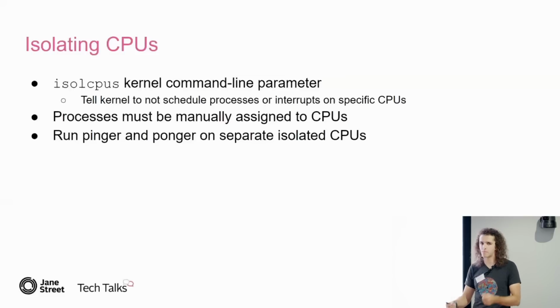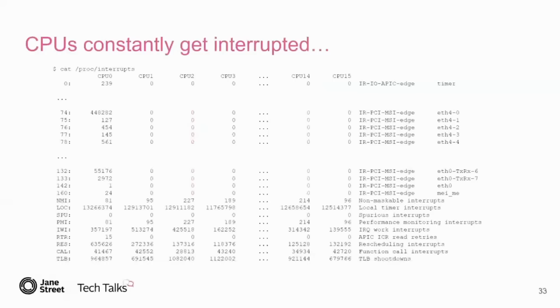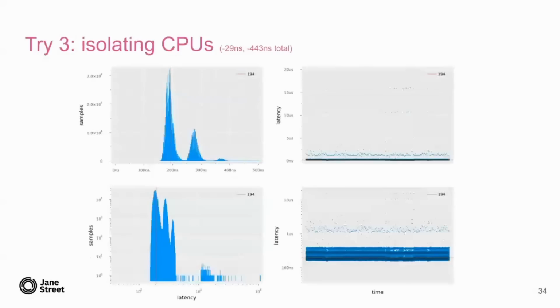We control this system. We are the ones starting the pinger and the ponger. We're the ones starting our trading systems. We can just taskset them to the core that they will be running on, and the scheduler will not move them throughout their lifetime. And if we do this and we restart the box, we notice that all of the interrupts for our Ethernet devices have gone away. They're still on CPU 0. Something is still handling those. And our latencies have gotten better.